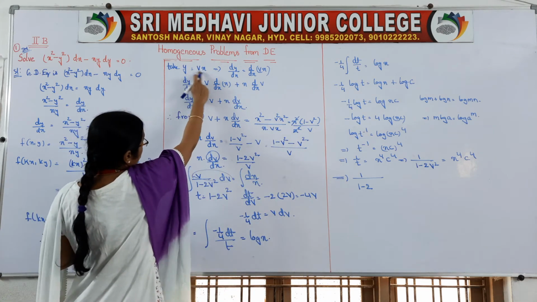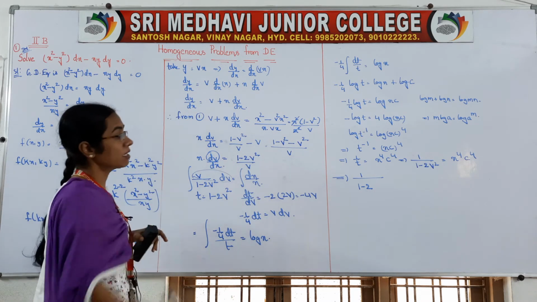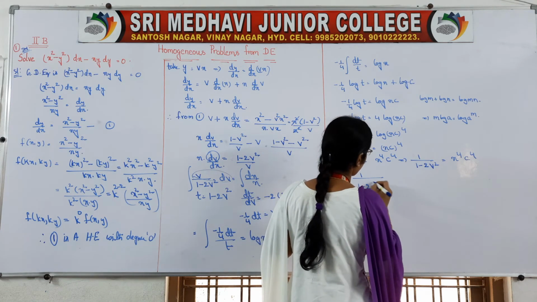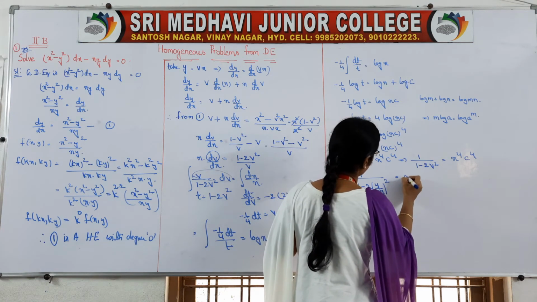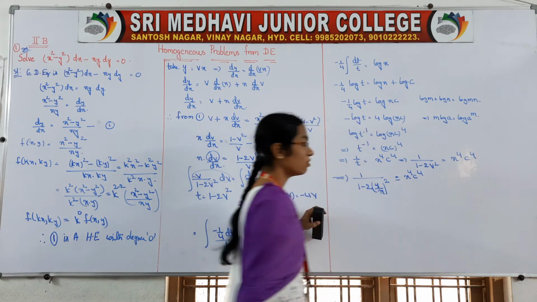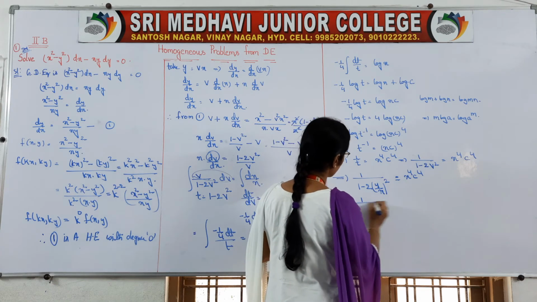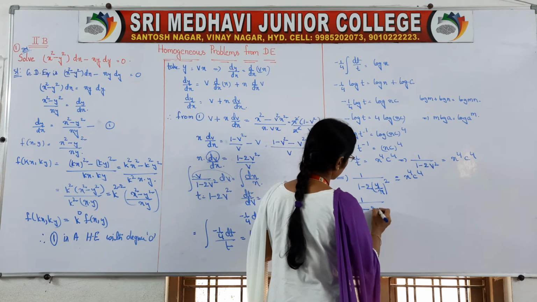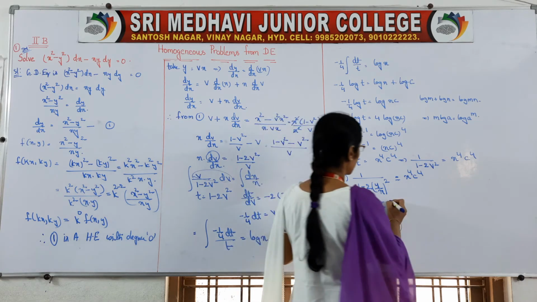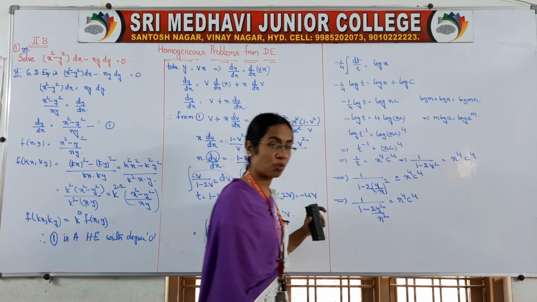So y is equal to vx, v is equal to y by x, sending x this side, y by x. So it is (y by x) whole square is equal to x to the power of 4 c to the power of 4. Okay. So 1 by 1 minus 2y square x square is equal to x to the power of 4 c to the power of 4.